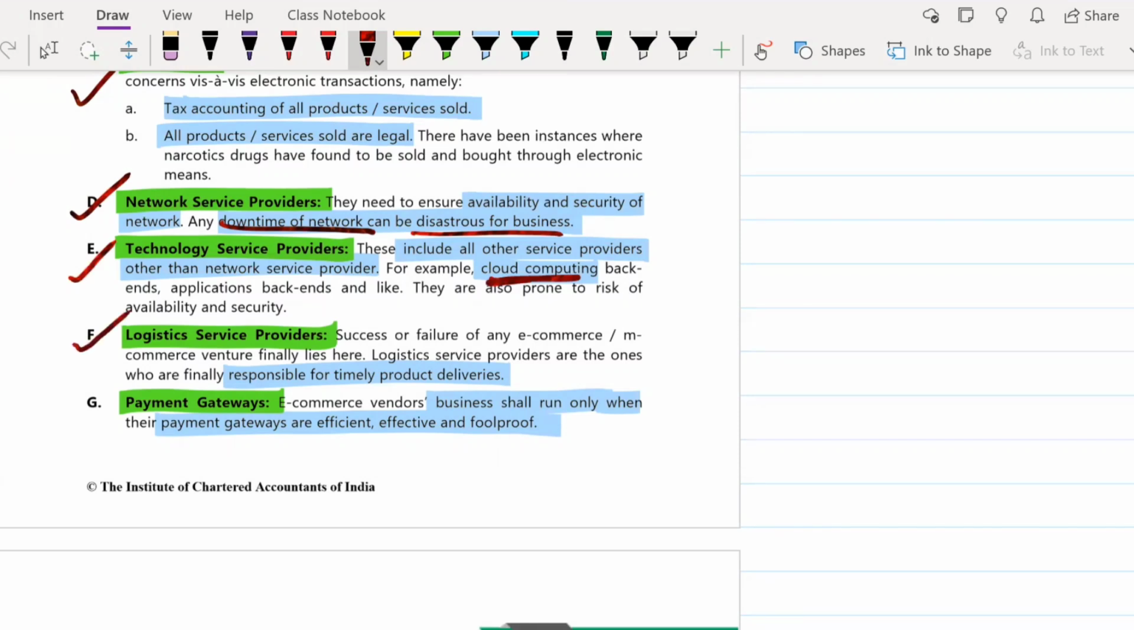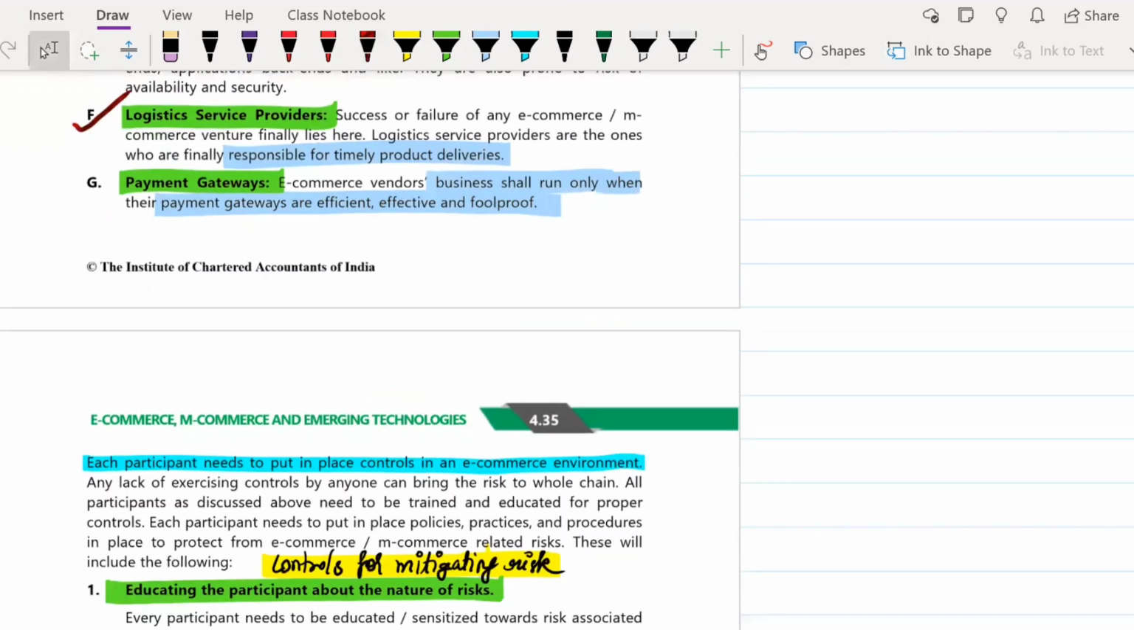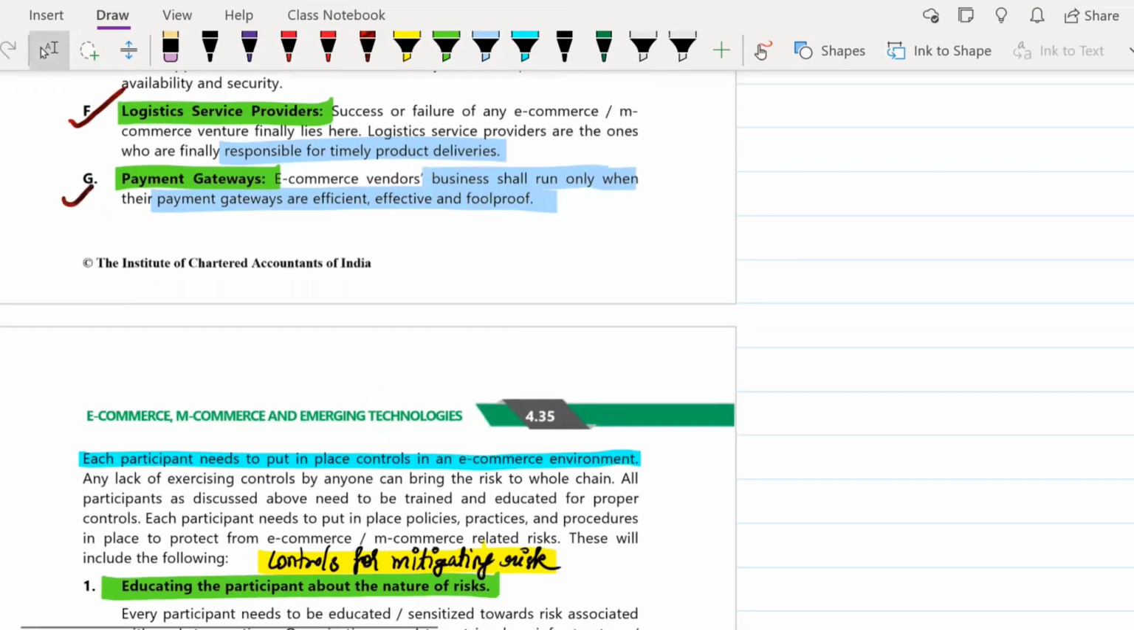Then you have logistics service providers, one of the most important participants, because these are the people responsible for the delivery of products to us. And then finally payment gateways, because they help in the smooth functioning of the transaction when it comes to payment. So these people are also important.